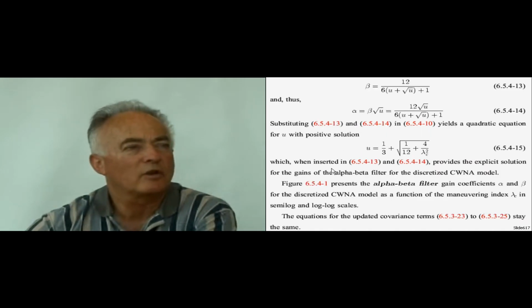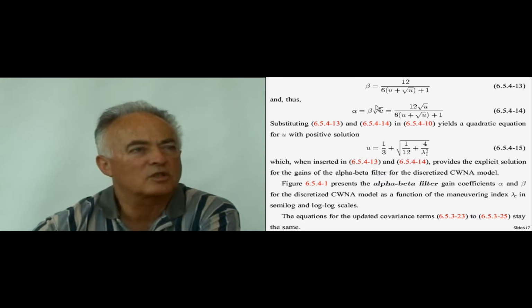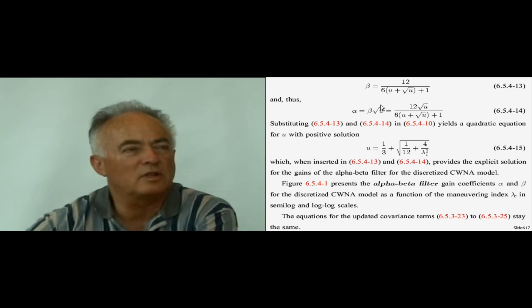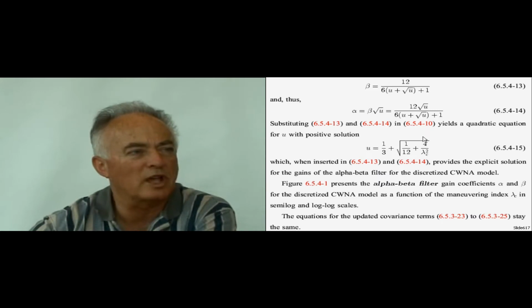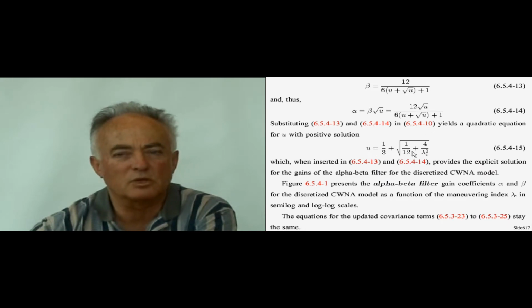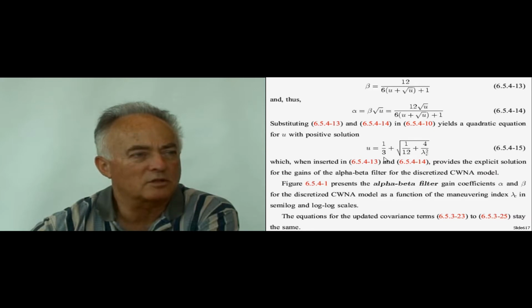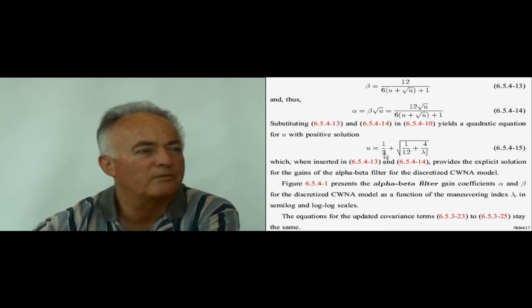And we have again explicit expressions for the alpha and beta gains, given this time in terms of not directly the maneuvering index, but another quantity related to the maneuvering index denoted as U. The algebra really doesn't matter. Once you have the explicit expressions, everything is clear. Minor comment is a typo in the text. Instead of a 3, there is a 2 there.